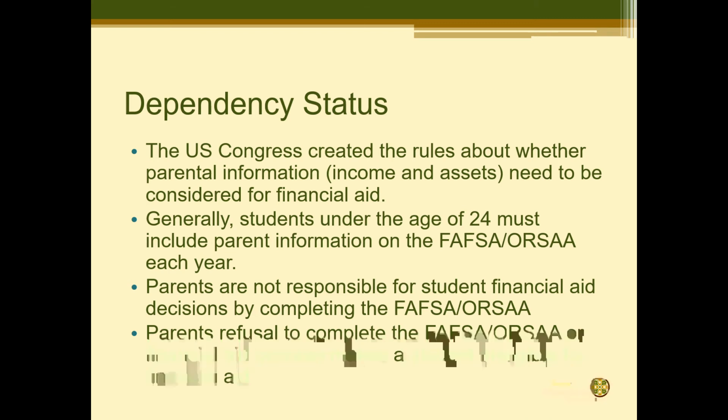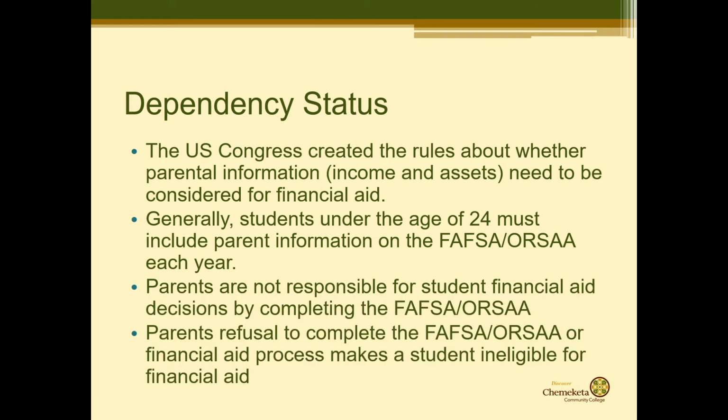There is a specific definition of independent or dependent student for financial aid purposes. Generally, parental income, asset, and household information will be on the FAFSA or ORSA for any student under the age of 24. It is important to understand that by filing the FAFSA or ORSA, parents are not responsible for any decisions the student makes with their financial aid. You are not endorsing or co-signing anything by completing the FAFSA or ORSA, but your information is required to determine what types and amounts of financial aid your student is eligible to receive.